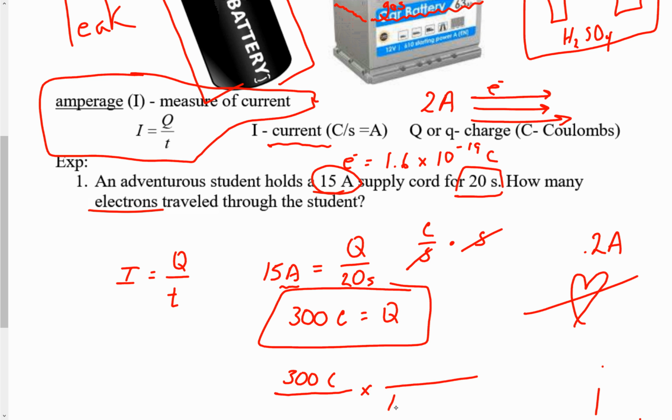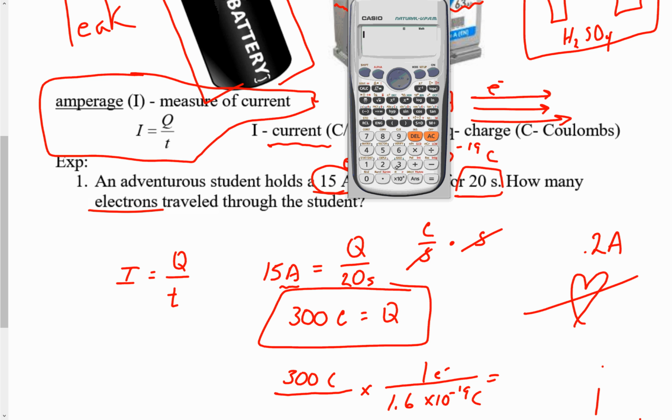I know that there's 1.6 times 10 to the negative 19 coulombs of charge per one electron. So now all I'm going to do is grab my trusty calculator. 300 divided by 1.6 times 10 to the negative 19, and that is equal to syntax error. Awesome. Let's review. What did I just type in wrong? Apparently, I hit the answer button instead of the times 10 to. So now let's try that.